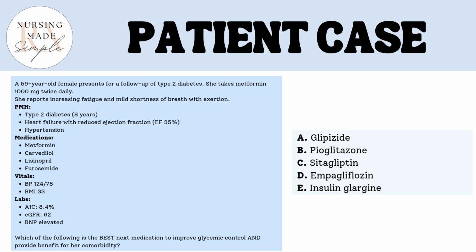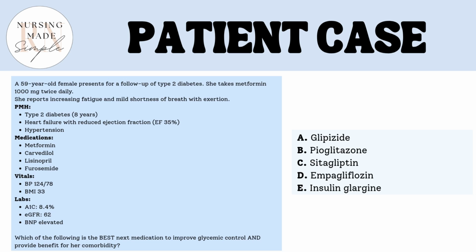Which of the following is the best next medication to improve glycemic control and provide benefit for her comorbidity? All right, so let's break it down. She currently has type 2 diabetes. She's already on metformin, 1 gram twice per day. She also has heart failure with reduced ejection fraction. So, right there, you should start thinking there are two medications that are really bad for heart failure, and there's one medication that's really good for heart failure. So, we need to think about that.